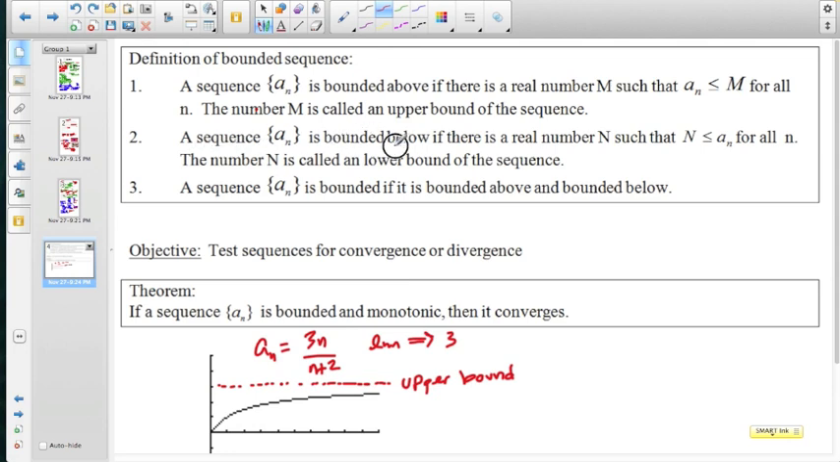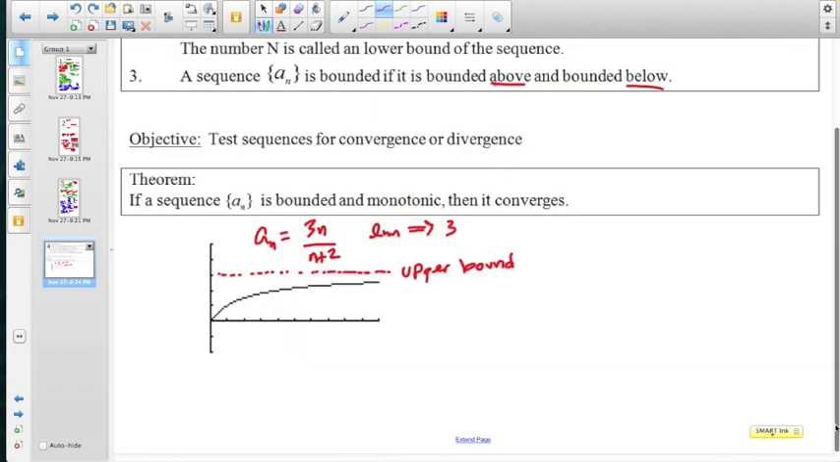Likewise, it can be bounded below if we find that minimal term, that value for which all the terms are above it. That value is a minimum term. And so, you know, for the upper bound, all the values exist below the bound. For a lower bound, all those values exist above it. And then it can be bounded both above and below as well. It can have both an upper and a lower bound.